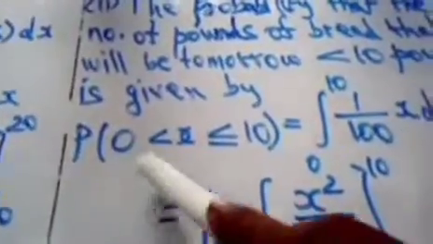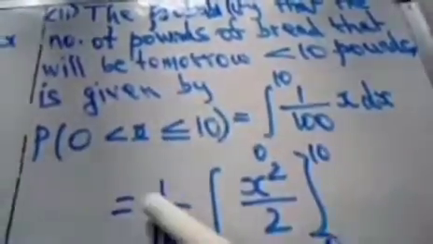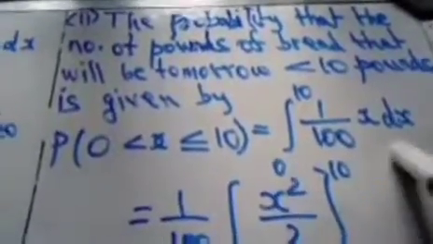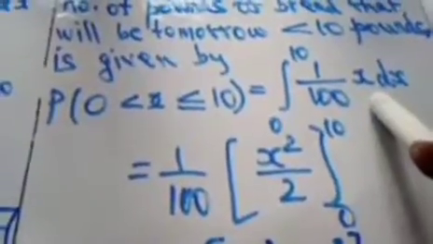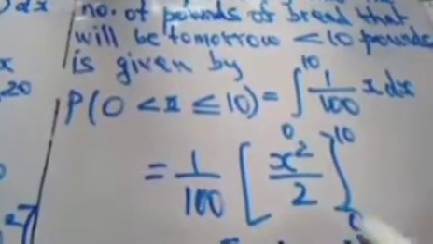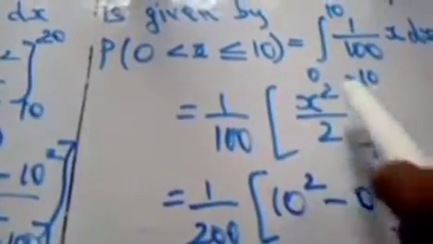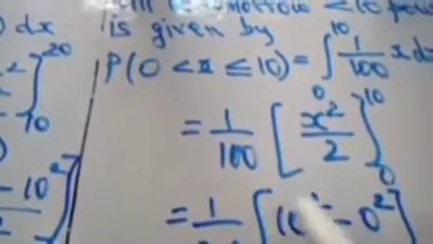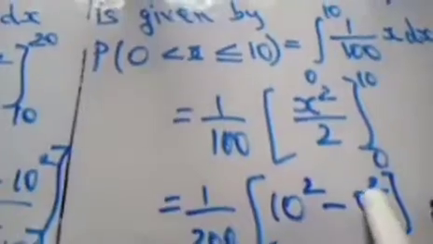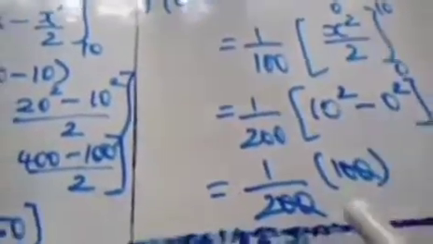So P of 0 less than x less than or equal to 10 is equal to integral 0 to 10. For this case f of x is 1 by 100x dx, which is 1 by 100 of x. Whenever we integrate x we get x square by 2. Lower limit is 0, upper limit is 10. So 1 by 100 into 2 is 1 by 200 of 10 square minus, whenever we put the upper value 10, 10 square minus lower value 0, so 0 square.